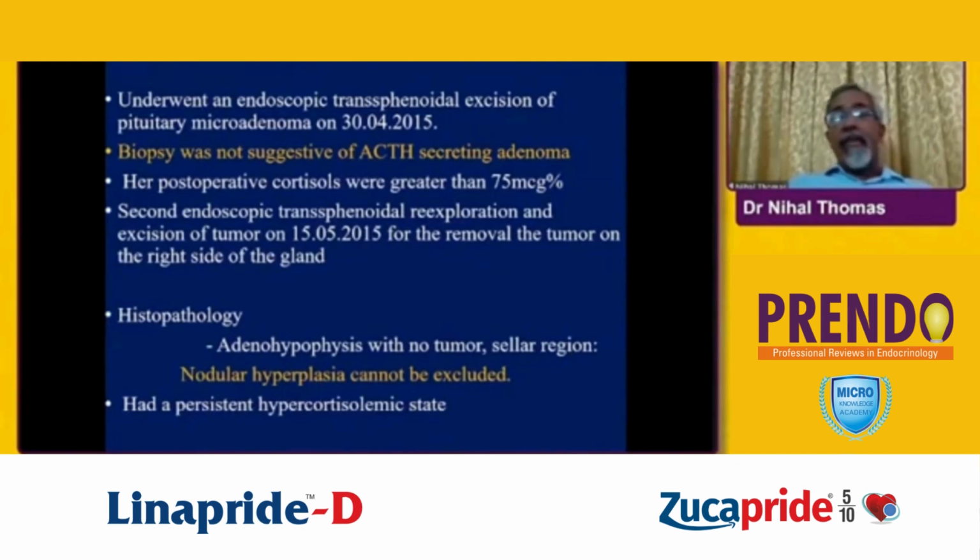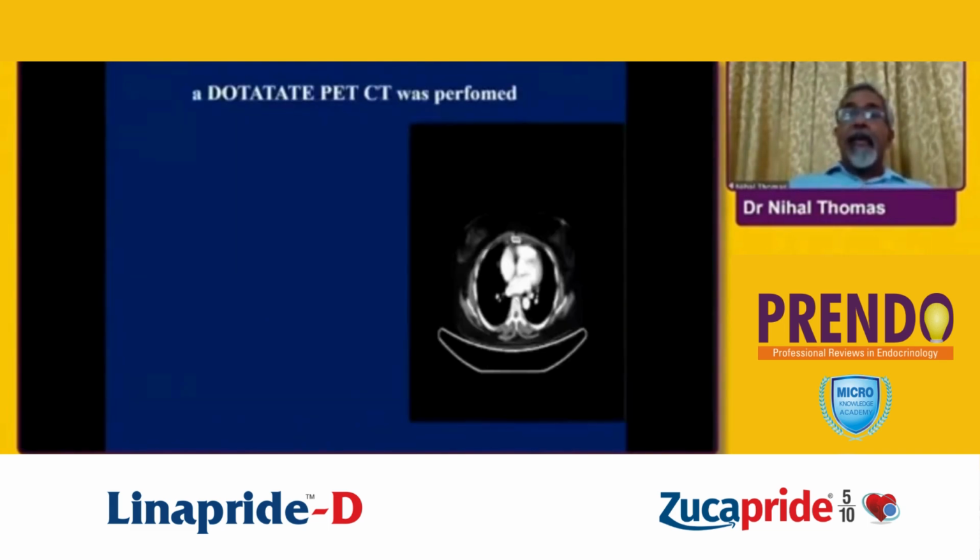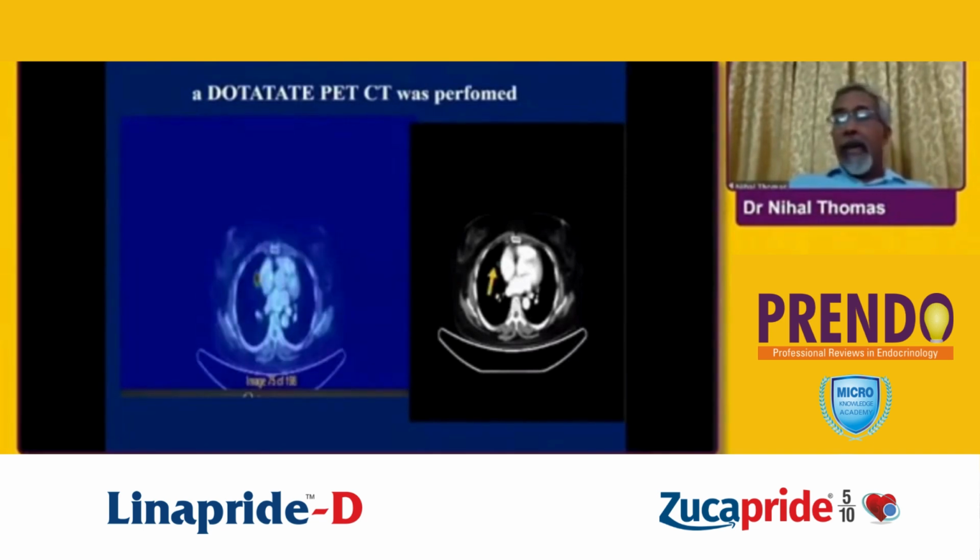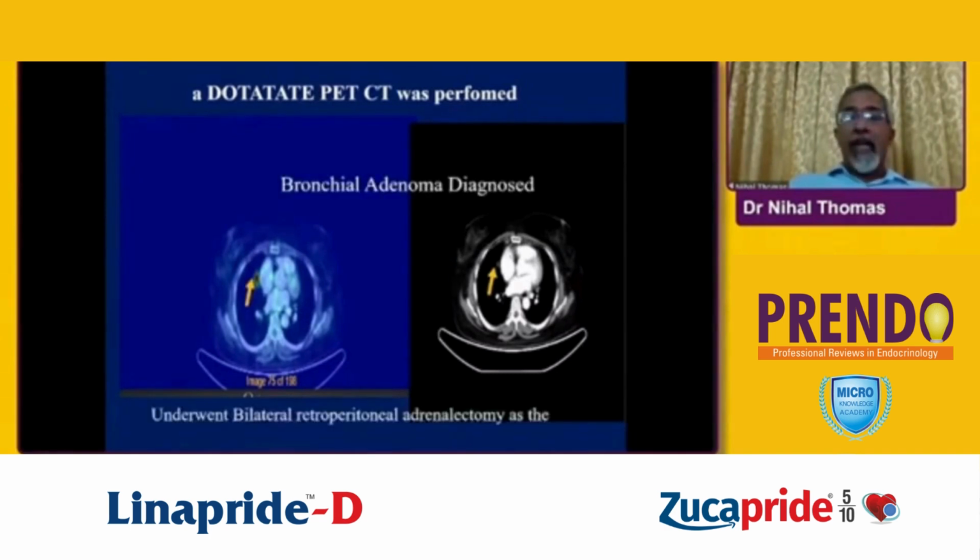Now, this patient came down to us, and the biopsy was reviewed, and it was suggestive of nodular hyperplasia and not a pituitary tumor. The reticulin fracturing was not present. So he had a persistent hypercortisolemic state. The DOTA PET done at our center showed a lesion in the parenchyma of the lung, which is pericardiac, and this indicated the possibility of a bronchial carcinoid over here. So this patient underwent bilateral.